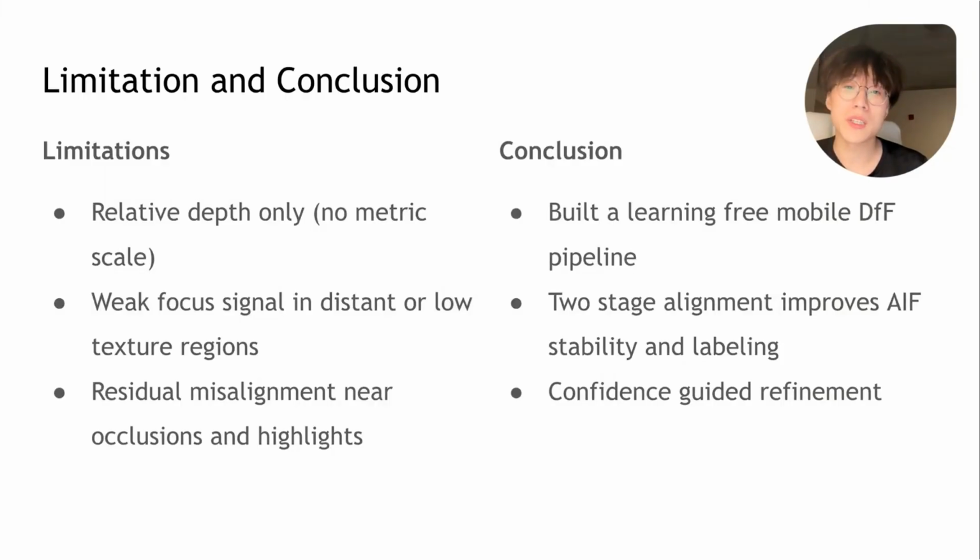To wrap up, I will summarize the main limitations and takeaways. First, the system produces relative depths from focus indices, so it does not recover metric depths or absolute scales. And second, when the scene contains large distances or low texture regions, the focus response can be weak and the focus curve may not have a clear peak, which makes the label-based depths unreliable. In conclusion, this is a fully classical and learning-free depth from focus pipeline for mobile focus stacks.